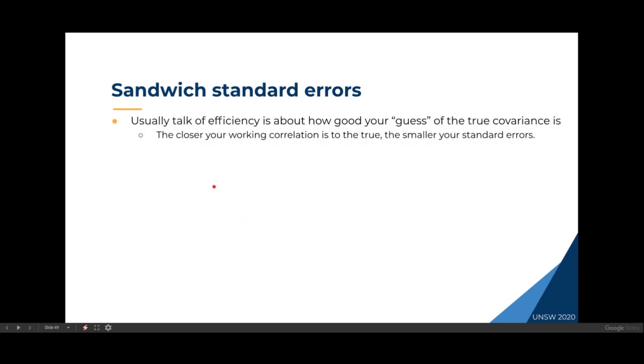It turns out, however, that once spatial confounding comes into play, the issue becomes a bit more subtle. To explain this, the first thing to point out is that when people deal with standard errors or inference in GEEs, a lot of the discussion is around efficiency. And usually the talk of efficiency is about how good your guess of the true covariance is. The closer your working correlation is to the truth, the smaller your standard errors. That's exactly what you would expect, and it's very intuitive. That's the usual discussion regarding efficiency.